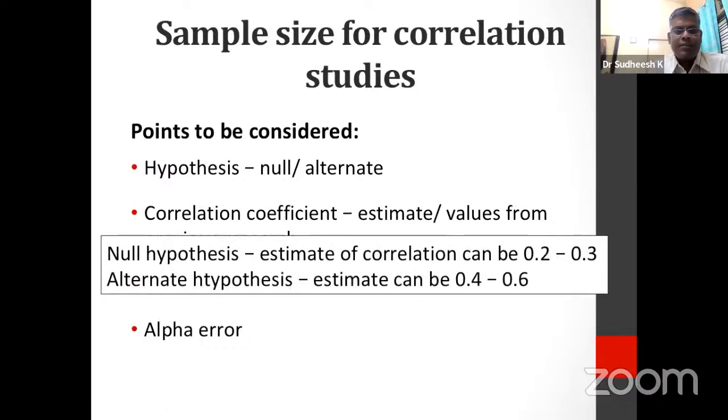However, as a thumb rule, if there are no studies published with regards to correlation of the parameters you are trying to study, you can consider a null hypothesis. If you are considering a null hypothesis, you can use an estimate of 0.2 to 0.3 as a correlation coefficient. Whereas if you are considering an alternate hypothesis, an estimate which can be considered for calculation of sample size is a correlation coefficient of 0.4 to 0.6.